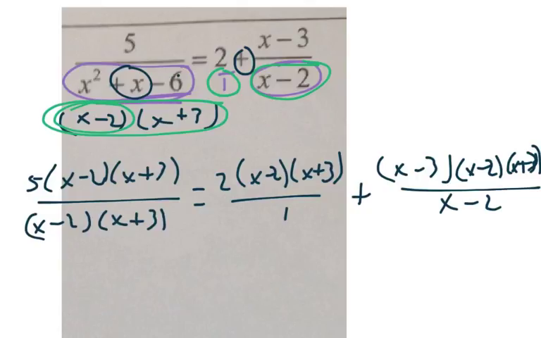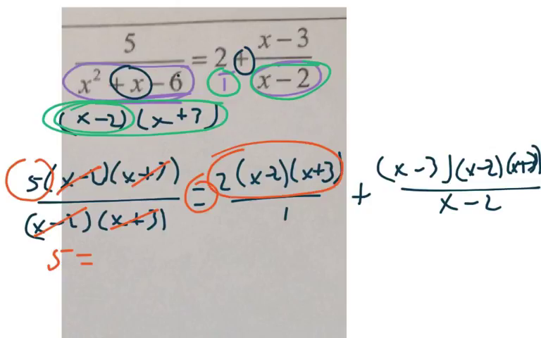Now let's see what happens here. x minus 2 divided by x minus 2 is 1. x plus 3 divided by x plus 3 is 1. The only thing left so far is a 5, equals.